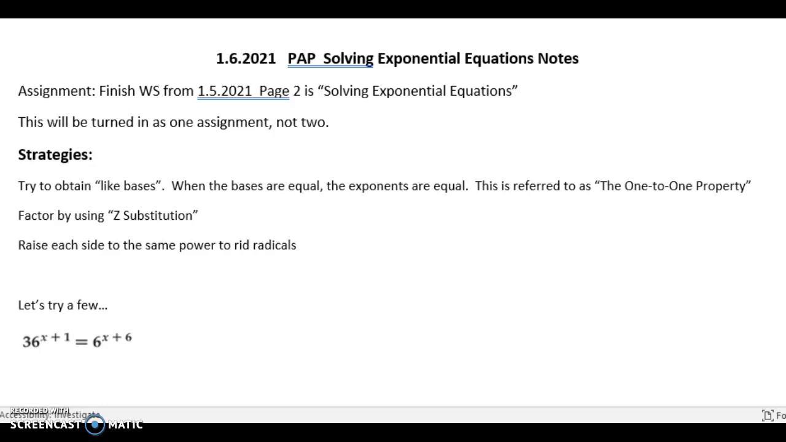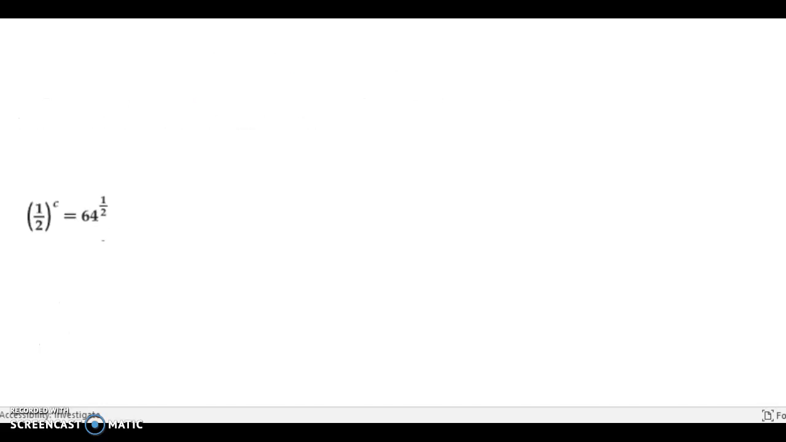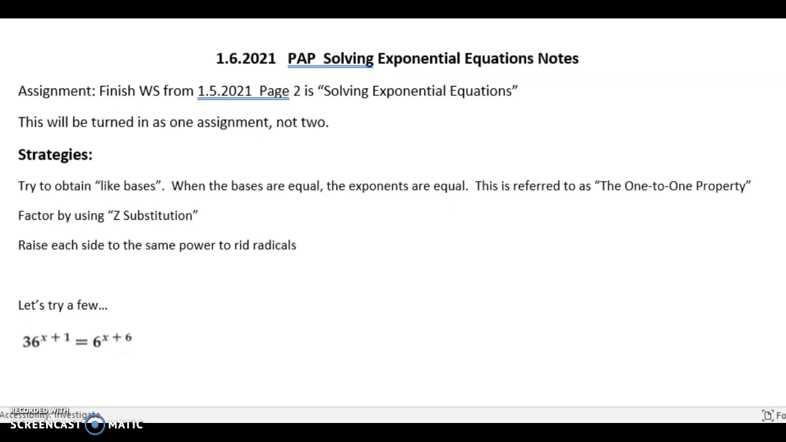This is part 2 of yesterday's worksheet. This is the part where we're going to solve exponential equations. Solving means you're solving for x. Equations means you'll have an equal sign. And exponential means you're going to have exponents. So let's check it out and see what we got.